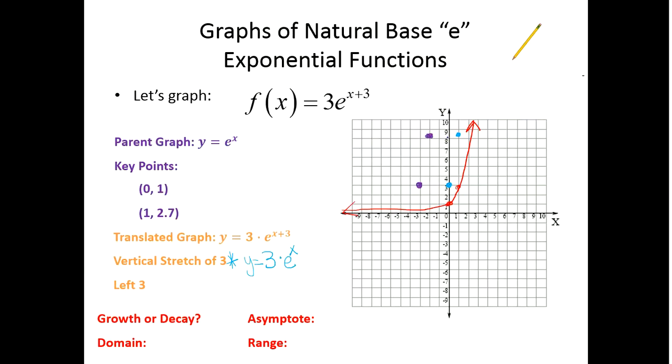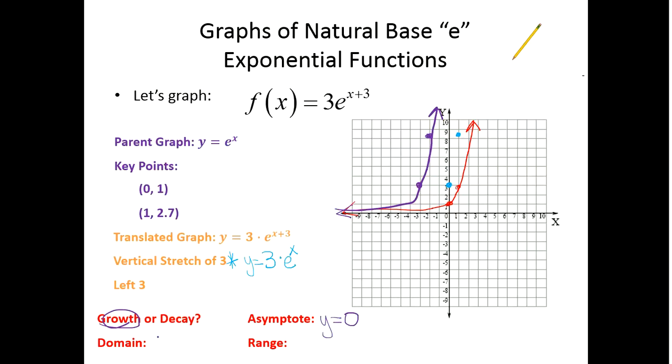Now notice, guys, I did not move up or down on this graph. Thus, my asymptote will still be at 0. It's just growing much faster this time. Okay, now this is a growth graph because it looks like a climb. My asymptote, as I was saying, is still y equals 0. We didn't move up or down, so my asymptote has not changed.